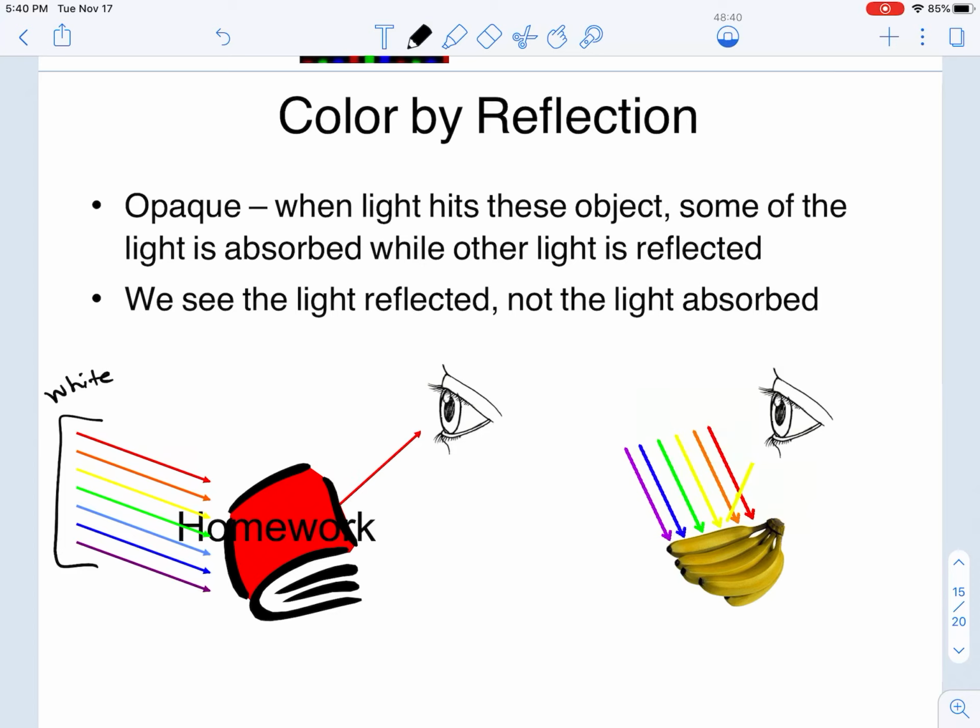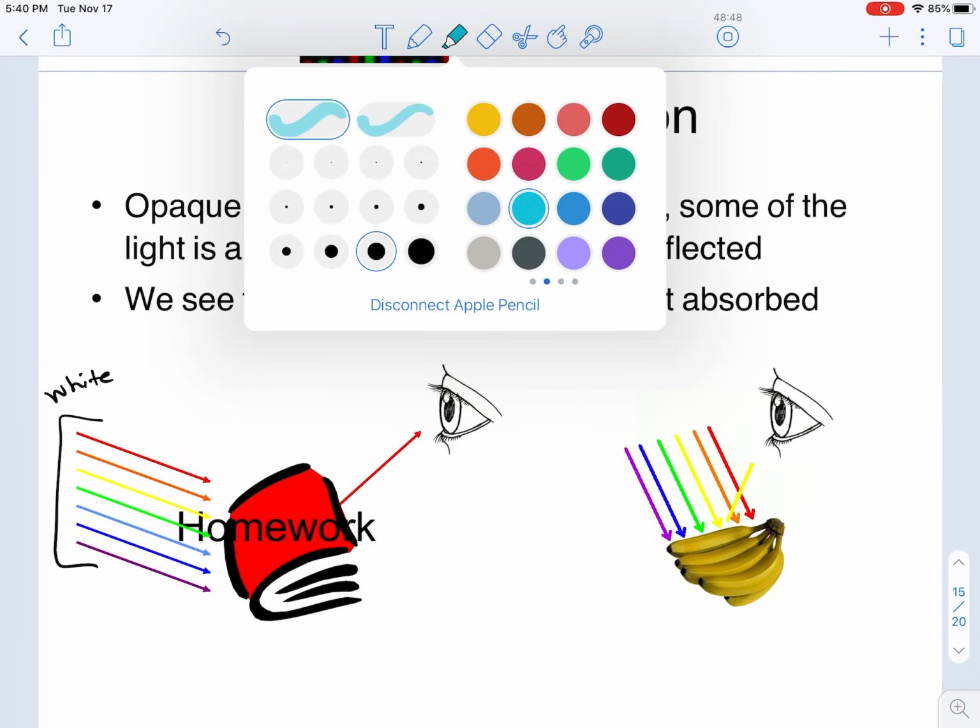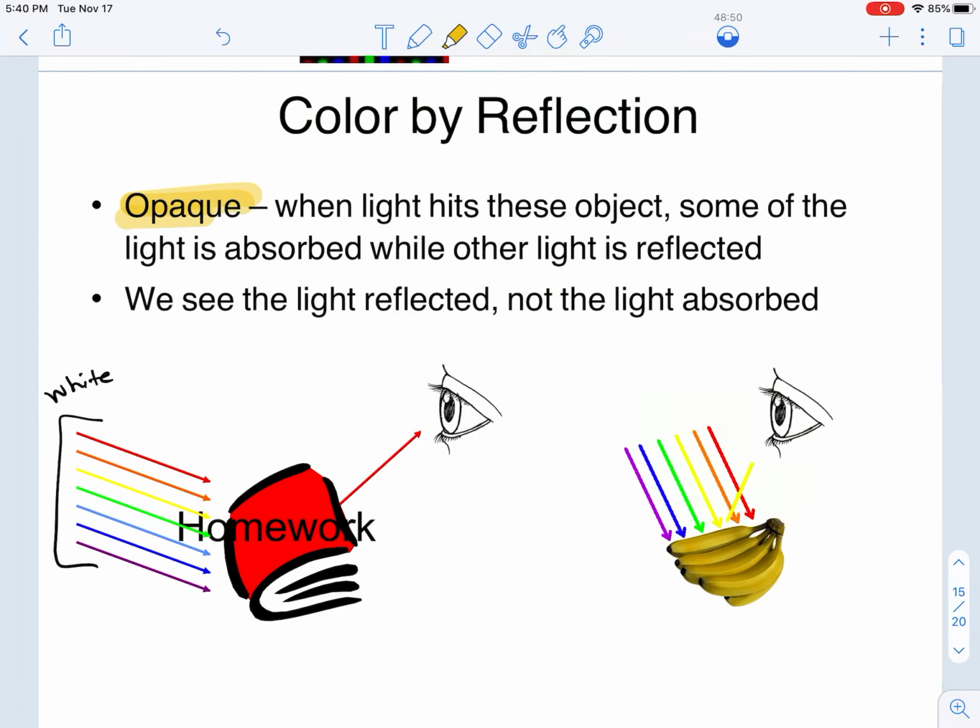It's not on the PowerPoint, so I'm just going to verbally tell you. We also have light by color by transmission. So we have some materials that are going to absorb and reflect only, and so we refer to these as opaque. Opaque objects are typically our solid objects, like this notebook. It's either going to reflect the light or absorb the rest.